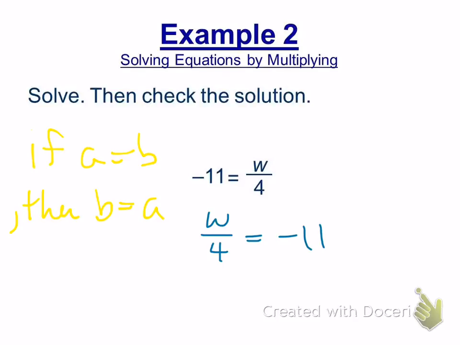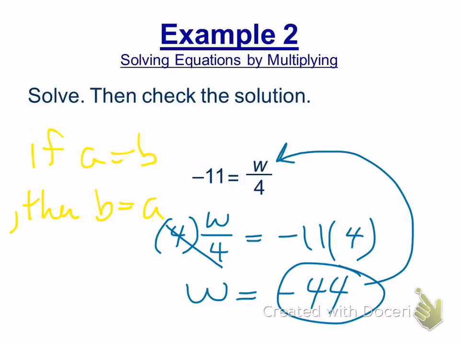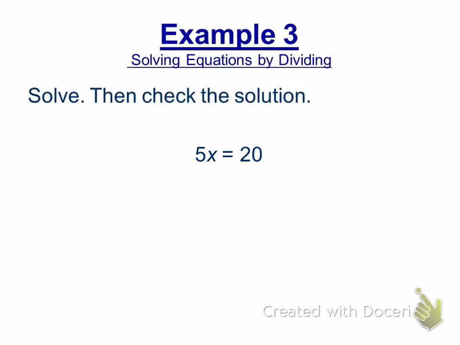Okay. Now, how do you finish solving this? You multiply both sides by 4. Why are we doing that? To undo division, you use multiplication, right? So the 4's cancel, and we're left with W equals negative 44. How would I check that? Substitute that right in there for W. Is negative 44 divided by positive 4 equal to negative 11? Yes. So we have a solution. Right? Okay, what about this one?